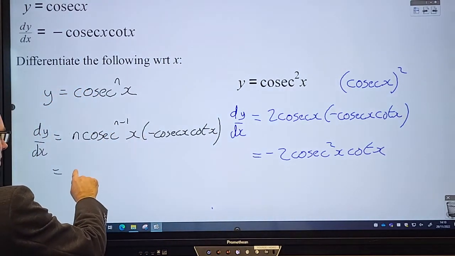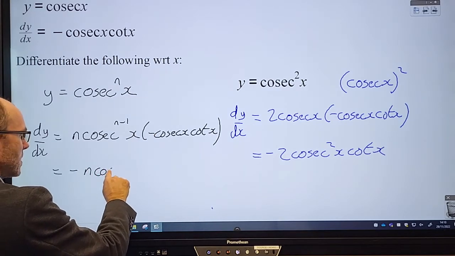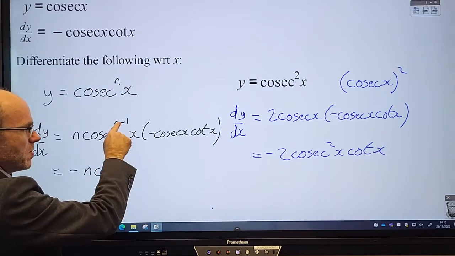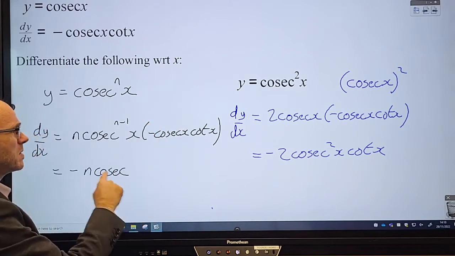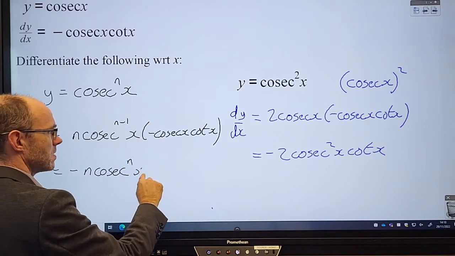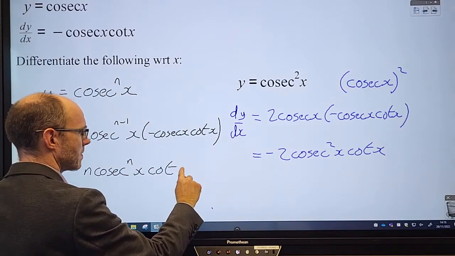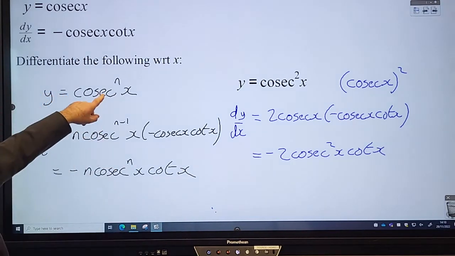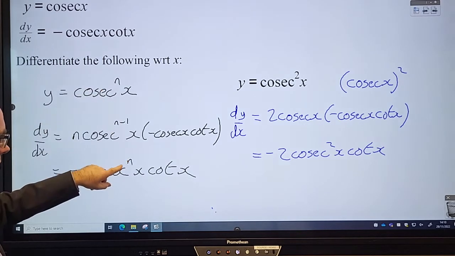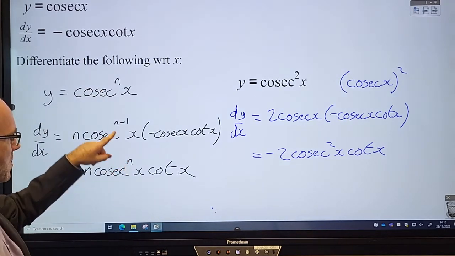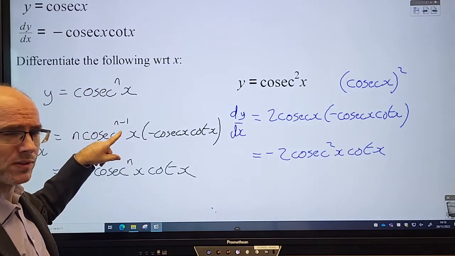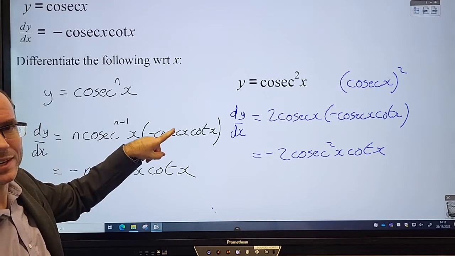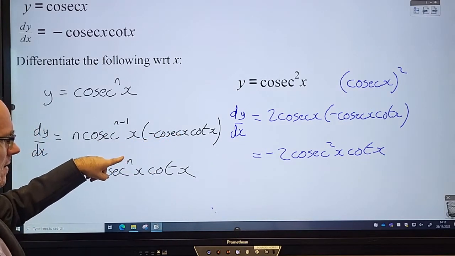And just about squeeze that one in, and then I can just simplify the answer. So negative n cosec to the power of n minus 1 plus 1, so that's going to be the power of n, x cot x. Okay, again notice how when you differentiate the cosec to the nx, the power there doesn't change, because while you decrease the power by 1 there, you need to multiply it by cosec again, so still power of n.